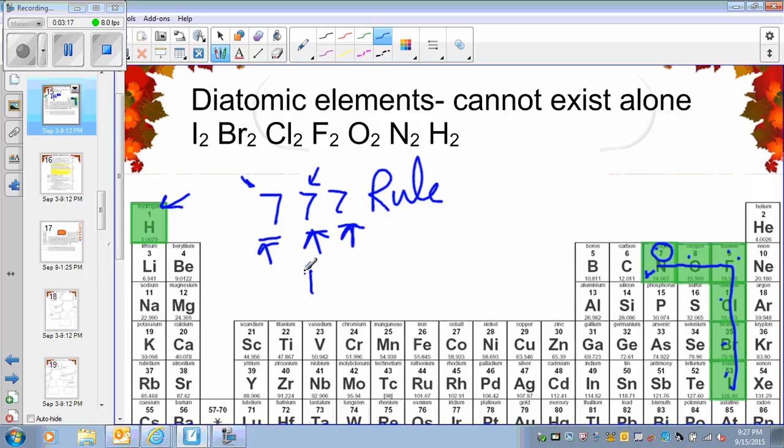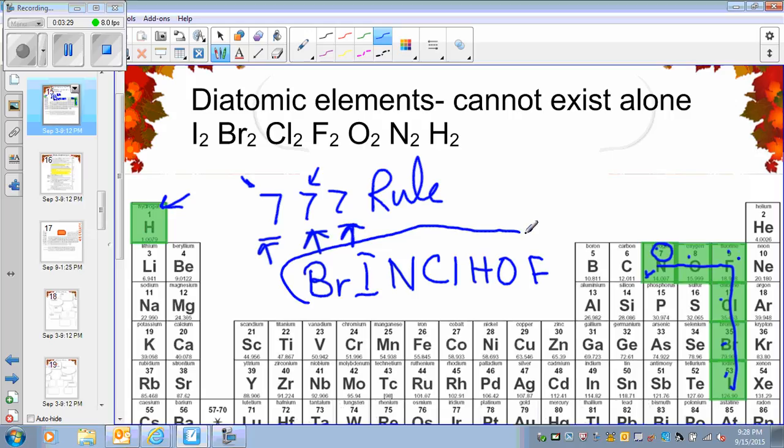Or there are other things you can say. There is Brinkelhoff. Everybody in this Brinkelhoff is diatomic. So no matter what it takes, whether flashcards, Brinkelhoff, or the 777 rule, you have to memorize these seven elements.